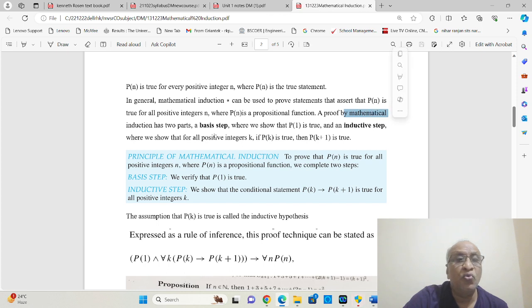Mathematical induction proof has two parts. One part is called the basis step. The basis step indicates what? We are trying to prove the first statement is true. The second step is the inductive step. What happens in the inductive step? For all positive integers k, if P of k is true, then P of k plus 1 is also true.